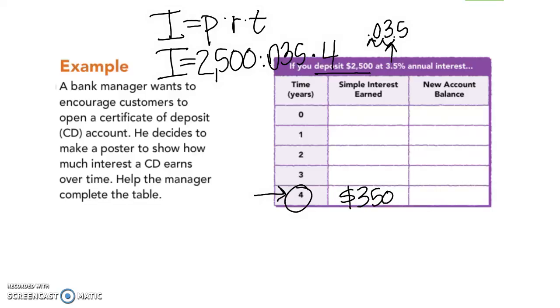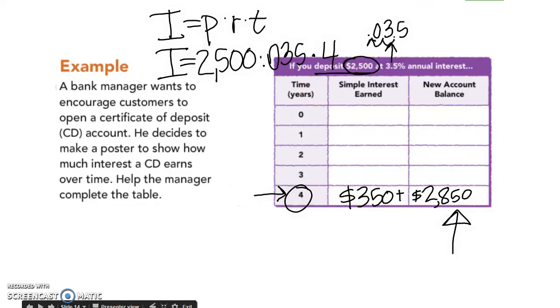Okay? So now, if they wanted to know the balance of my account, I have to add that to the principal. So $2,500 plus $350 would give me $2,850 total. So I've earned an extra $350 just by keeping my money in the bank for 4 years.